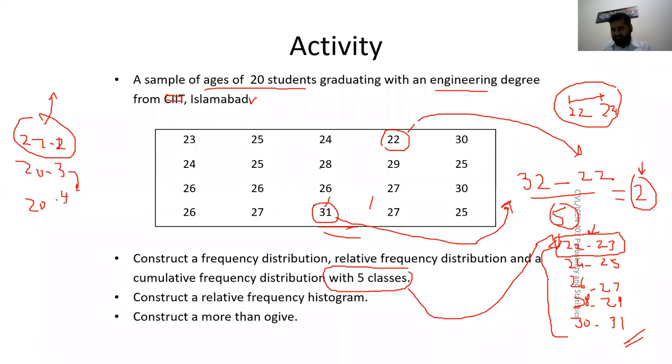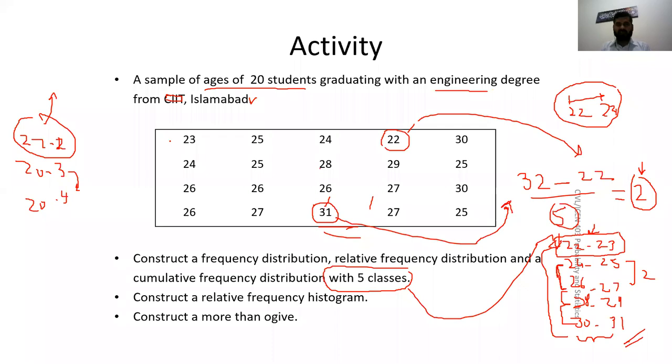Whenever you have to measure a class interval, take the difference between 2 consecutive lower limits. 2 consecutive lower limits will always give you the class interval. 26 minus 24, or from the right side, 27 minus 25, is 2. So that's the class interval, not the width within the class. So these are 5 classes.